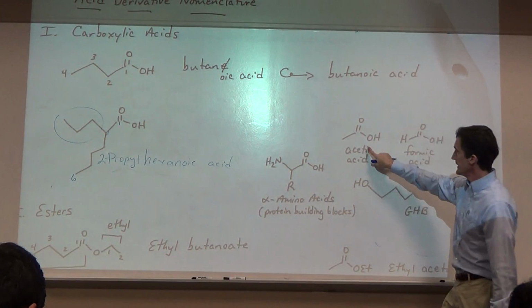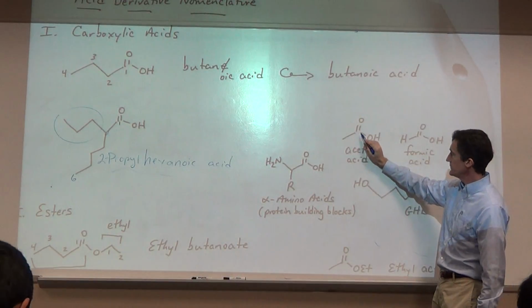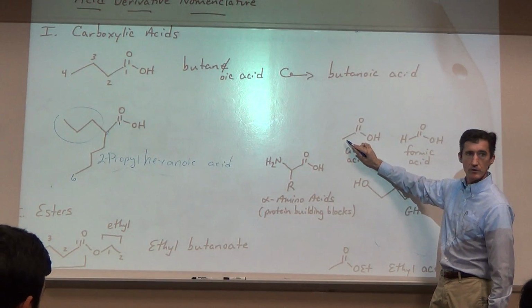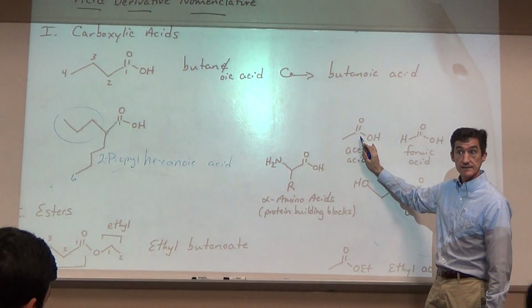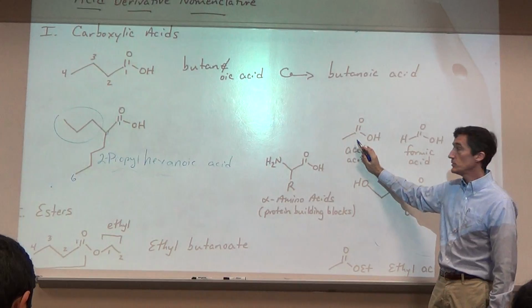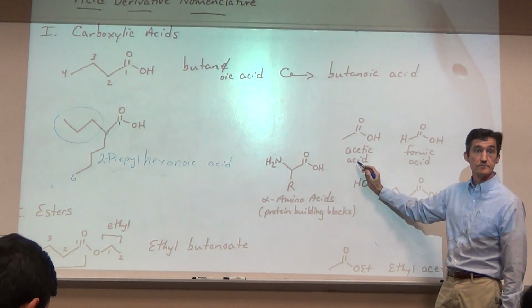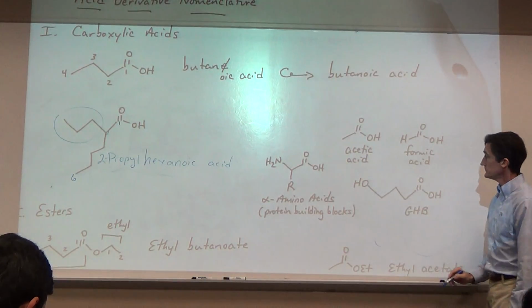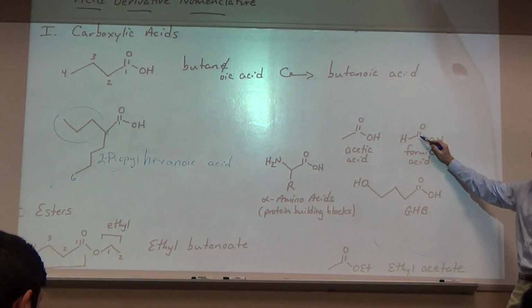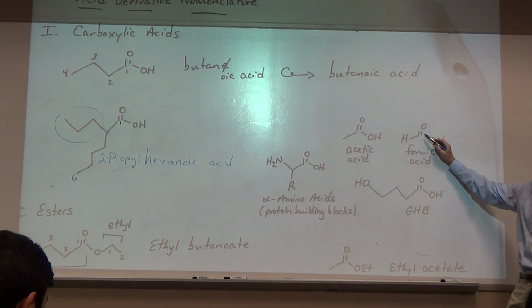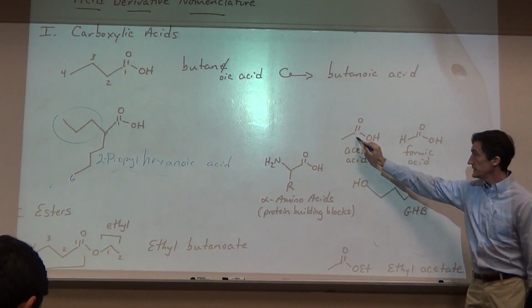So this guy is commonly known as acetic acid. Now, if you named it by IUPAC, it would be named what? Longest continuous chain: 1, 2. What would you call that? Ethanoic acid? Nobody calls it ethanoic acid. It's called acetic acid. Okay? Longest continuous chain, this is 1 carbon. Methanoic acid? Nobody calls it methanoic acid. Formic acid. Certainly acetic acid is very common.